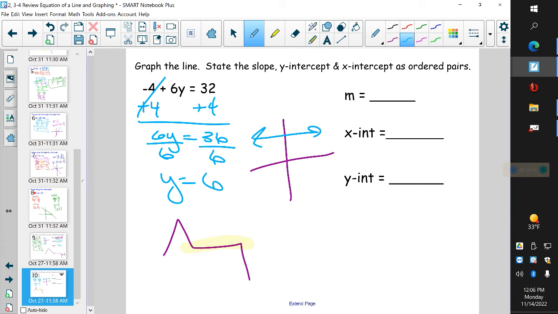So my slope is what value there? What's my slope if I'm on level ground? 0. And what is going to be my x-intercept? Is this line crossing the x-axis? No, so you write none. What is my y-intercept though? 0, 6. Okay? That is the test. When is the test? Tomorrow.